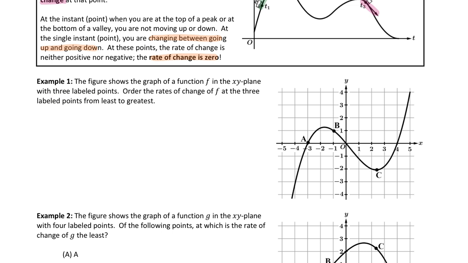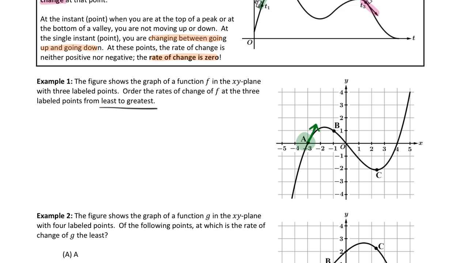But we have these 3 labeled points, A, B, and C. It wants us to order the rates of change of f at the 3 labeled points from least to greatest. Okay, least to greatest. First thing we need to do is make sure we know just what type of slope they are. So if I'm looking at point A, is this on an uphill, a downhill, or at a turning point? Uphill. So what kind of slope would it have? Positive, negative, or 0? Positive. Because if we were drawing our little roller coaster cart, our roller coaster cart would kind of go off this direction.